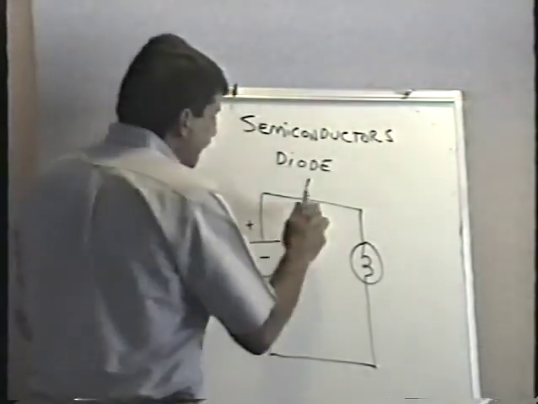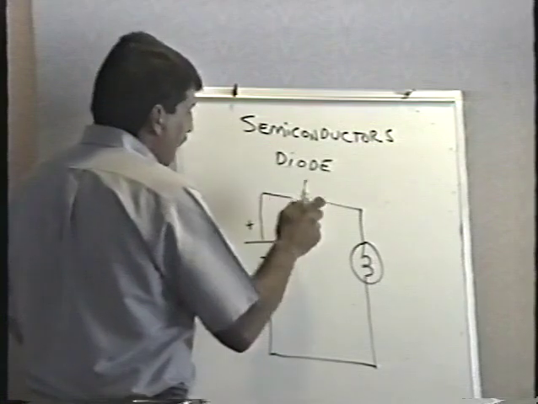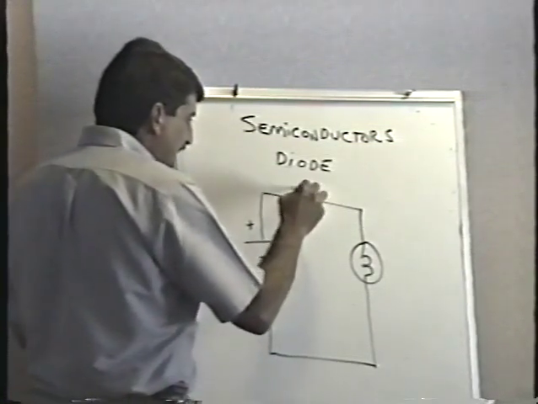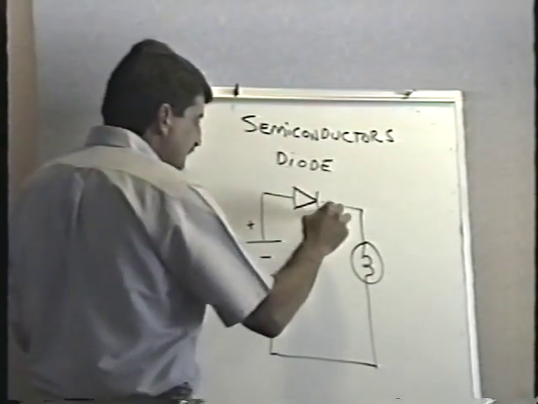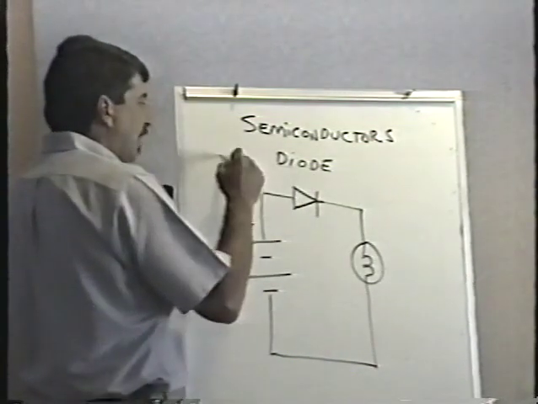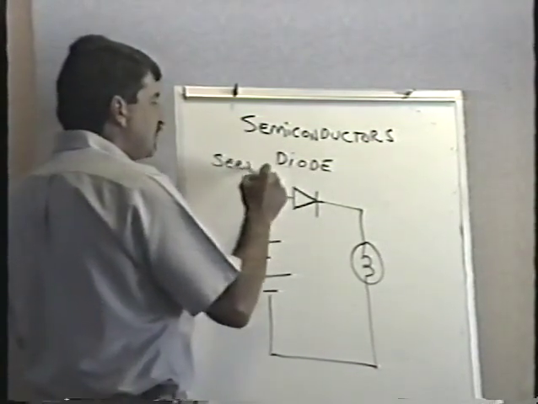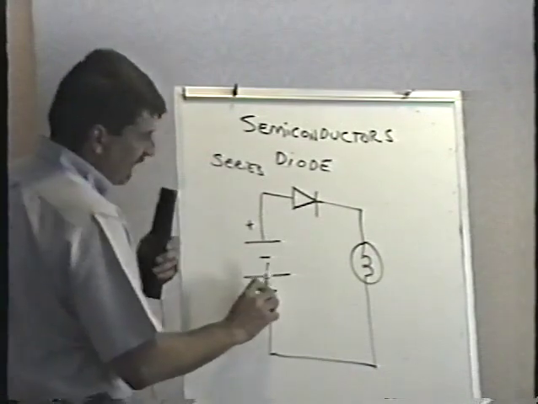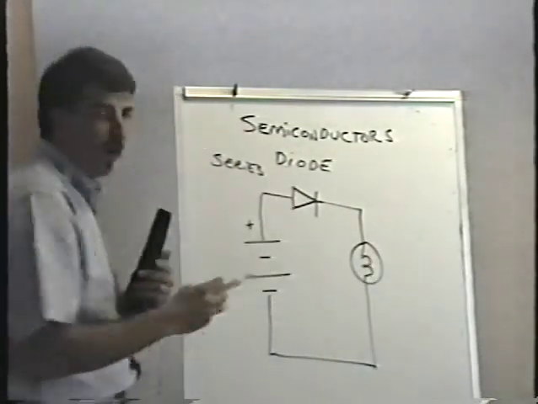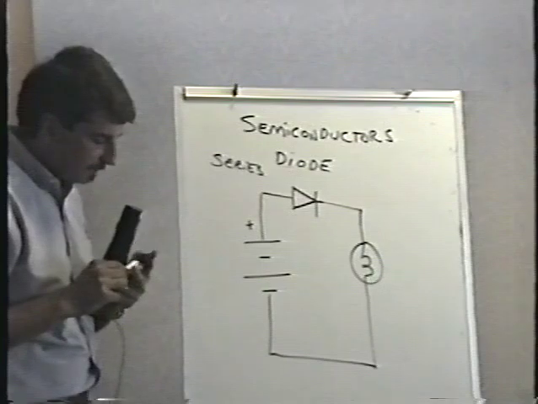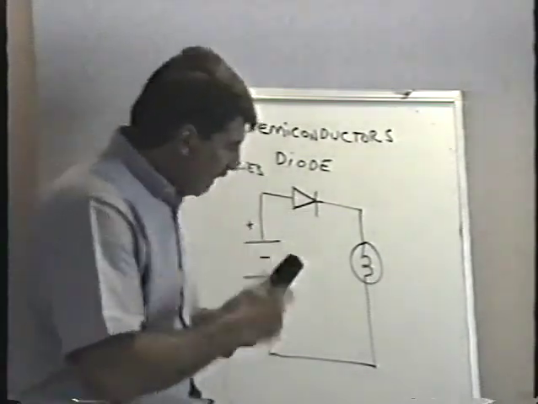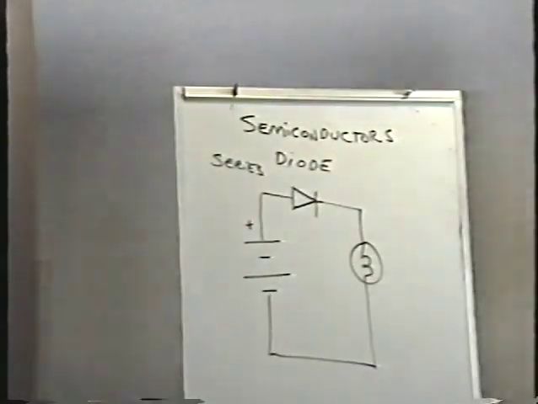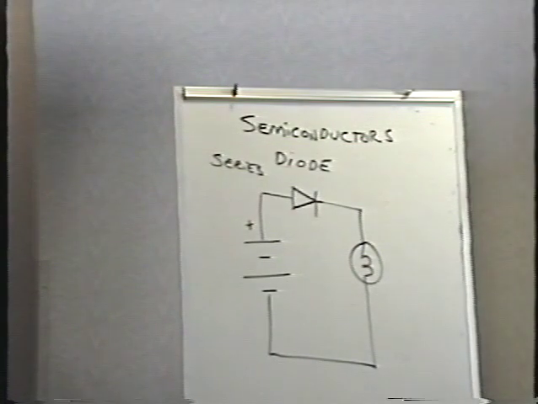I'm going to break the circuit right here. And I'm going to put a diode in series with the battery and the lamp. Remember, in a series circuit, anytime the electric current has to go through one part to get to another part, they are in series. All right, well, if I connect this circuit now, do you suppose this lamp will be on or off? Should definitely be on, sure.